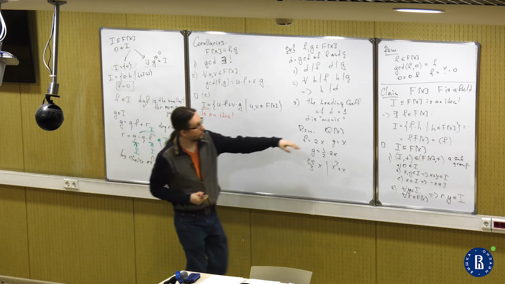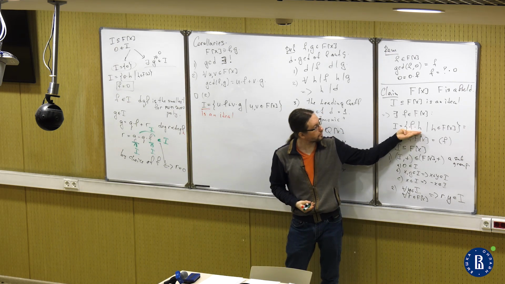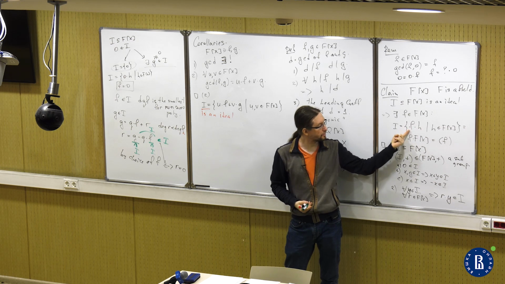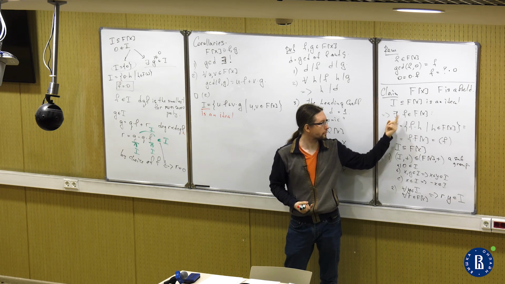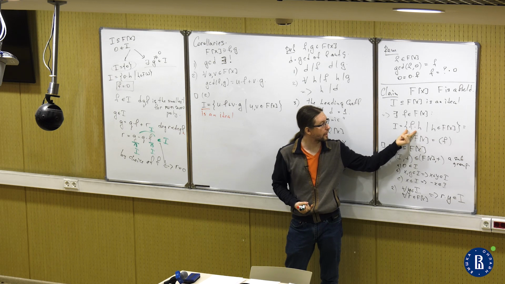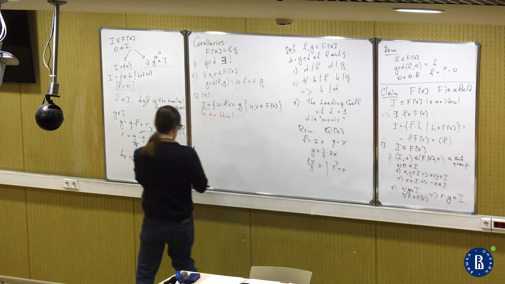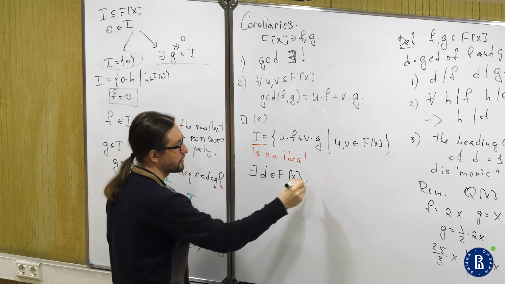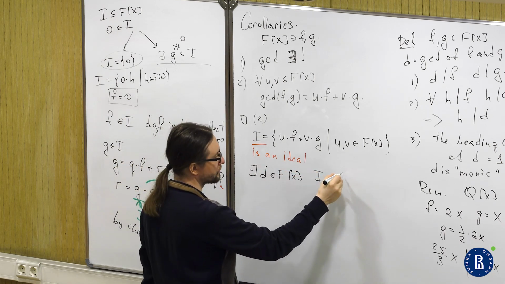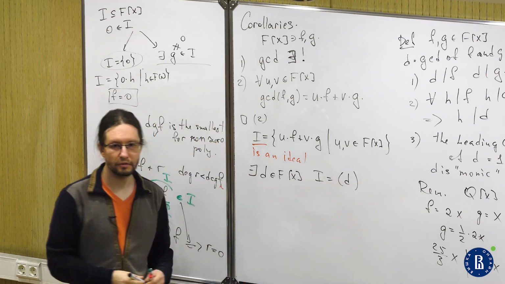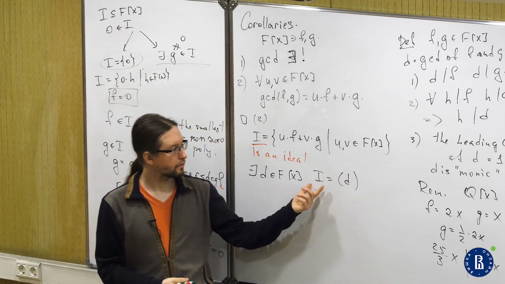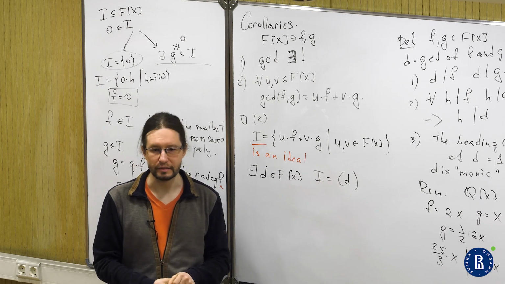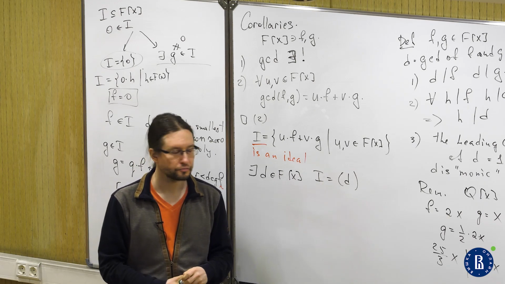But now we have this statement that every ideal has a special polynomial. This polynomial need not be unique, but there is a polynomial d such that all the elements of the ideal have this form. So I equals this: it consists of all polynomials divisible by d.